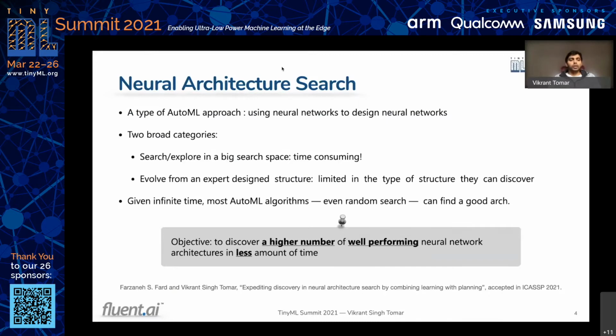What we set out to do in this work was to design an algorithm that could learn from expert designed structures, but at the same time freely explore the search space to come up with new architectures. Most AutoML algorithms, even random search, can find good architectures if we have an infinite amount of time. But we don't have an infinite amount of time. So with that in mind, we came up with the objective of an ideal NAS algorithm, which is to discover a higher number of well-performing neural architectures in less time. We want to find better architectures faster, and more of them as well.